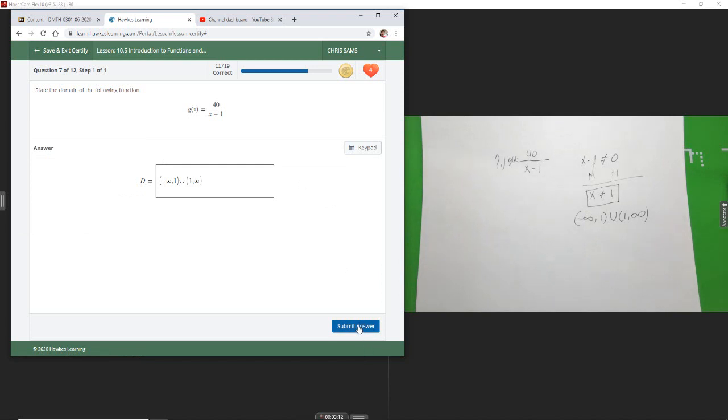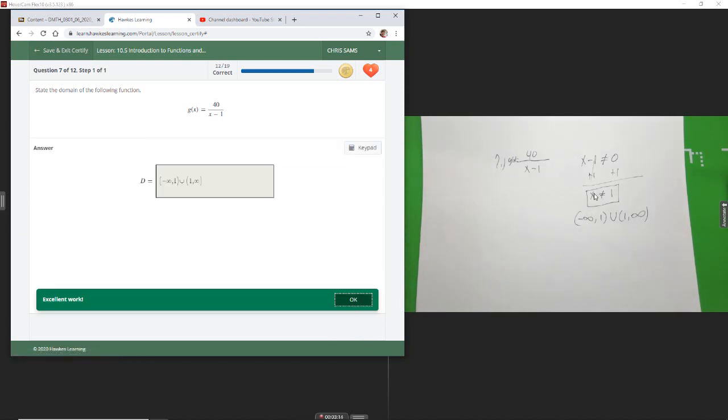So we have to do it that way. It would not let me do the not equal to symbol.